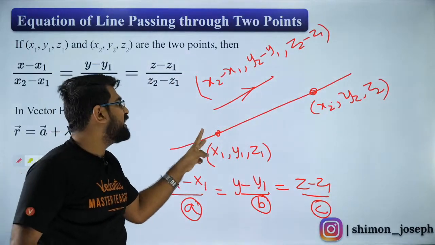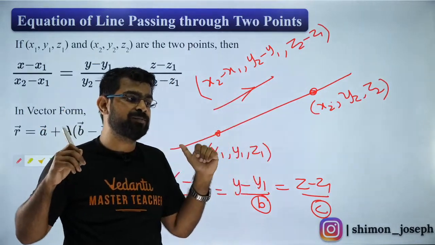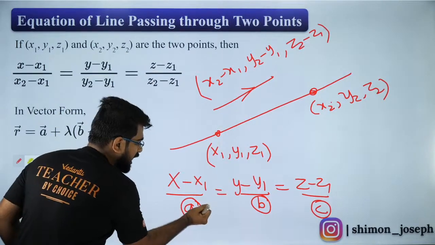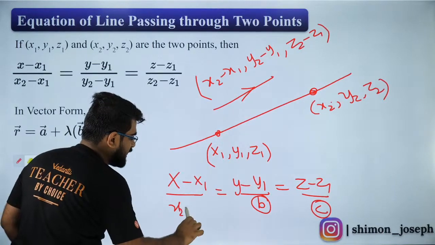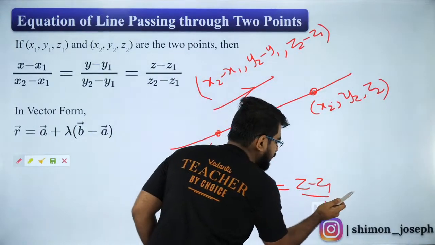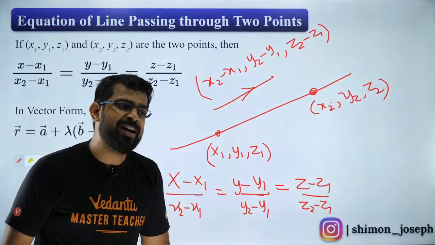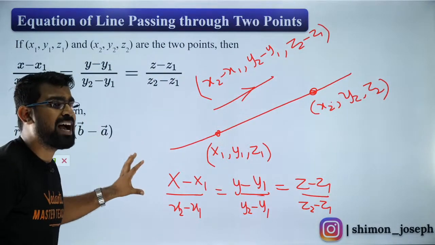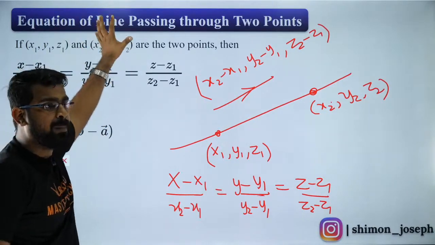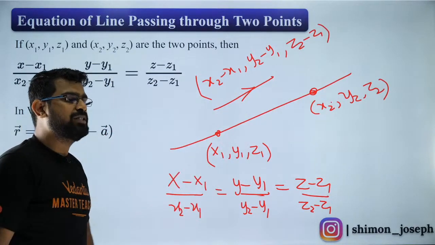Fantastic. So when they give you 2 points, even if they don't give you the direction, it's okay. You can obviously figure it out. So that is what I have done here. A will become x2 minus x1, B will now become y2 minus y1, and C will now become z2 minus z1. Are you all clear with that, my dear students? Fantastic. So this is called the two-point form: the equation of a line in 3 dimensions passing through 2 points. Everybody clear with it? Very good.